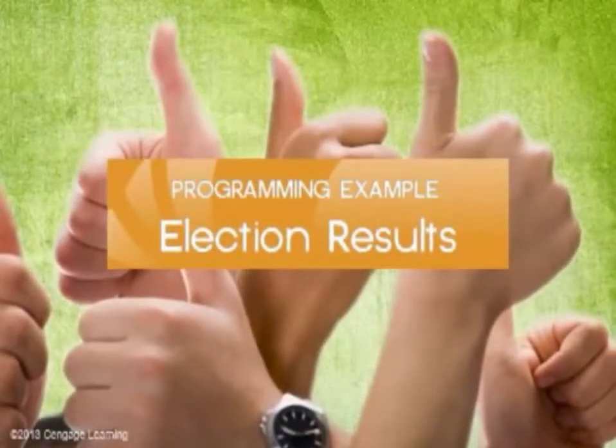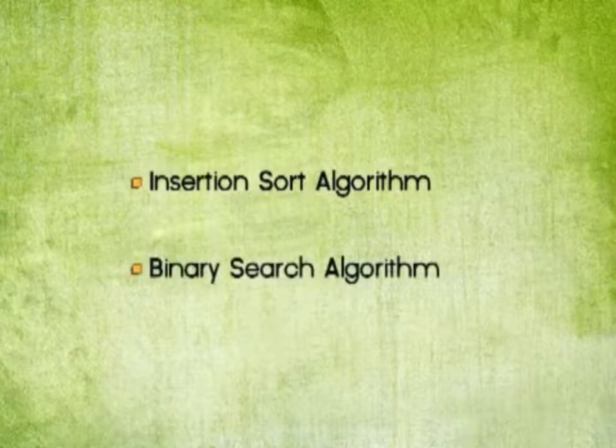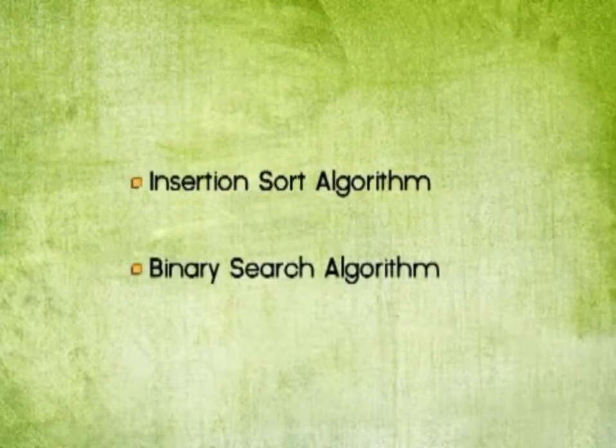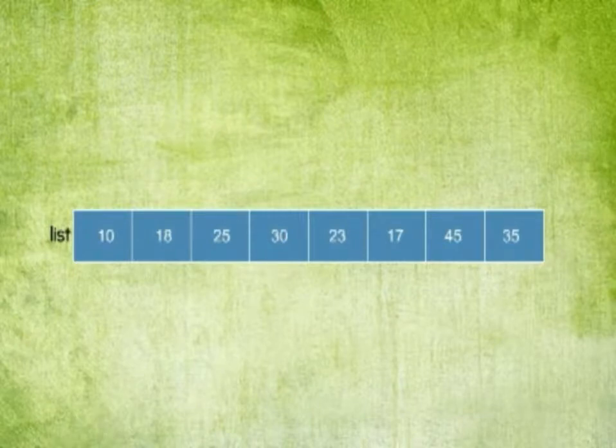Programming example for election results. It uses insertion sort and binary search algorithms, so we'll briefly describe these algorithms. The insertion sort algorithm sorts a list by moving each element to its proper place.